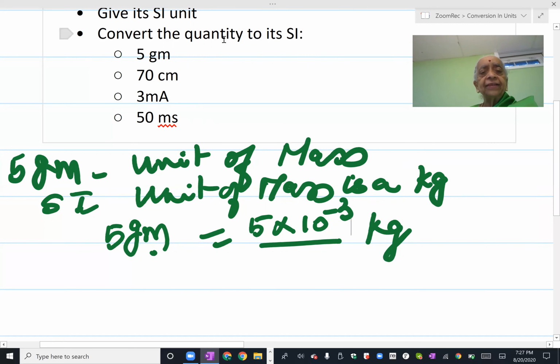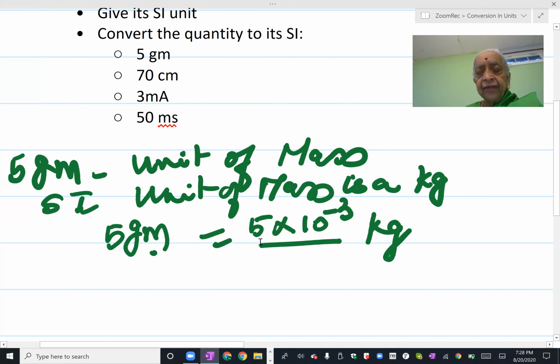The number should be carried over here, and there is no compromise on that, thankfully, because all the subunits or super units are only powers of 10, involving positive or negative powers of 10, as the case may be. So the same 5 should be carried over here.